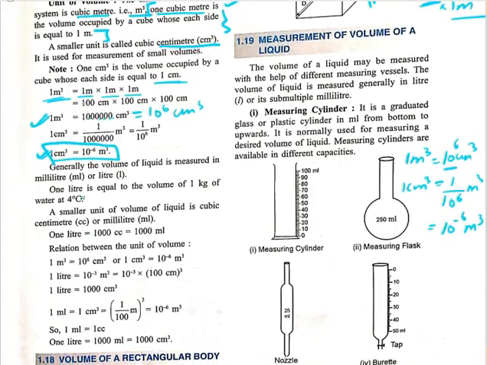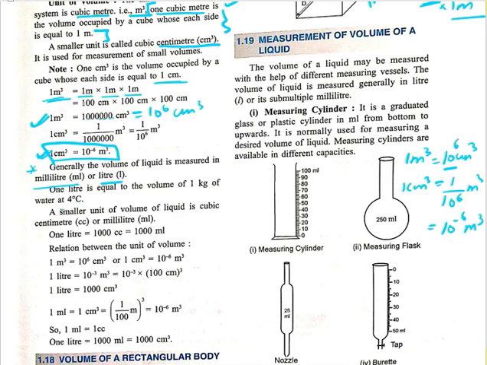Now, generally the volume of a liquid is measured in milliliter or liter. 1 liter of water or 2 liters of water, that means we are giving the volume. If we take a small quantity, like a vaccine or any injection, that is measured in milliliters: 10 ml, 15 ml, 20 ml, 5 ml, like that. So generally the volume of liquid is measured in milliliters for small quantities, and for larger quantities we use liters.